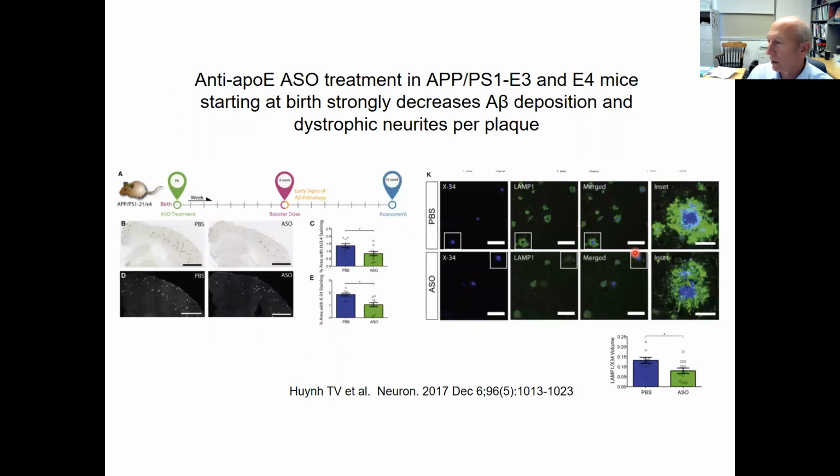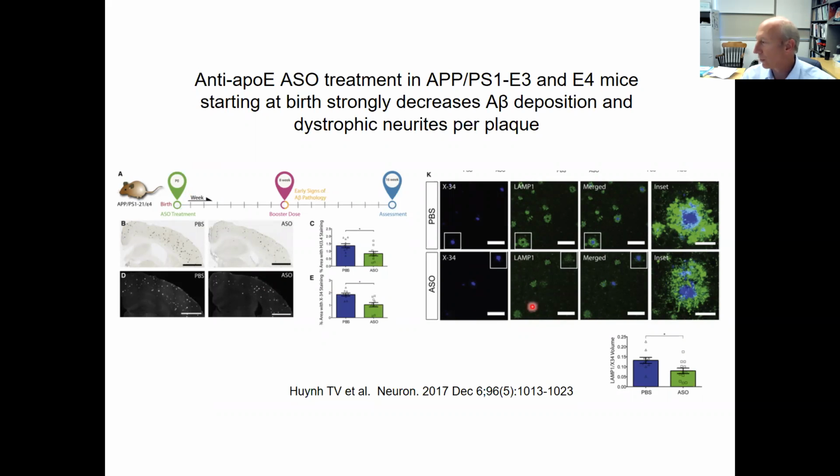So we designed this experiment where we took these APP mice that had E3 or E4, and we injected the ASO either right after birth, or in other experiments I'll show you in a moment, we injected them later after A-beta deposition just began to form. So if you inject and you lower APOE by about 50–60% right after birth, you lower amyloid deposition by about half. That's kind of similar to the genetic experiment.